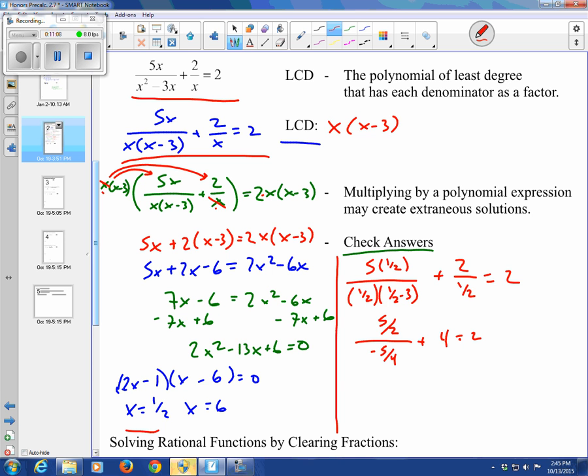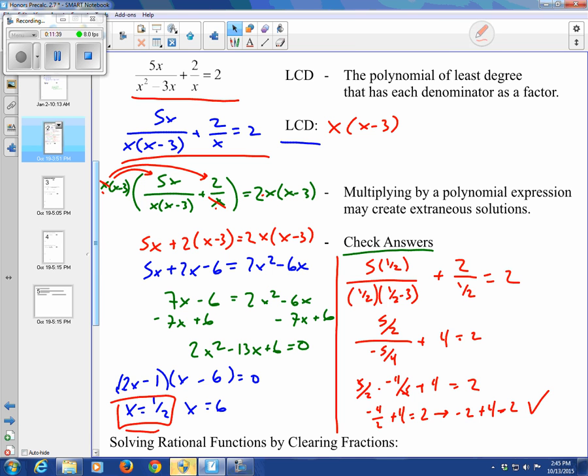Now right here I can multiply by the reciprocal of that negative 5/4 and get 5/2 times my negative 4/5, plus 4 equals 2. And the 5s are going to cancel when we multiply those two fractions, and we are going to get negative 4 over 2 plus 4 equals 2, which is going to give us negative 2 plus 4 equals 2. And that's true, so we know that x equals 1/2 is going to be an actual solution for us.